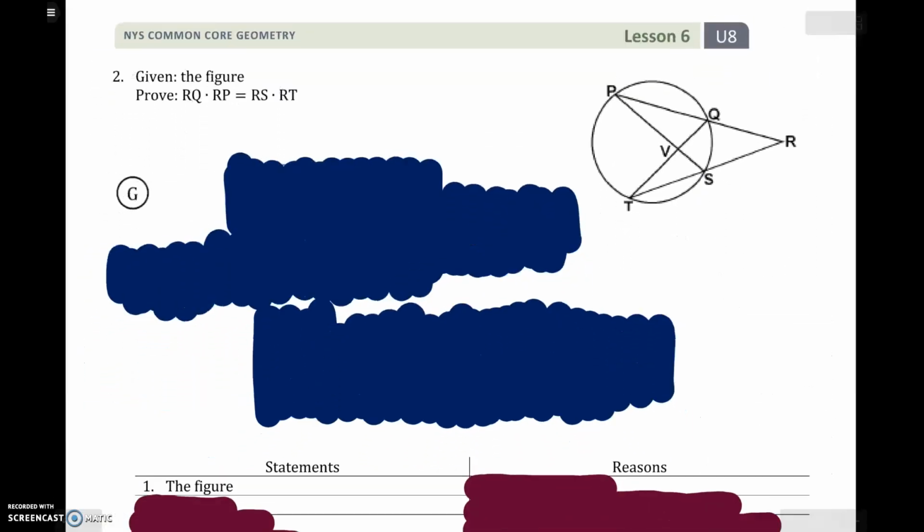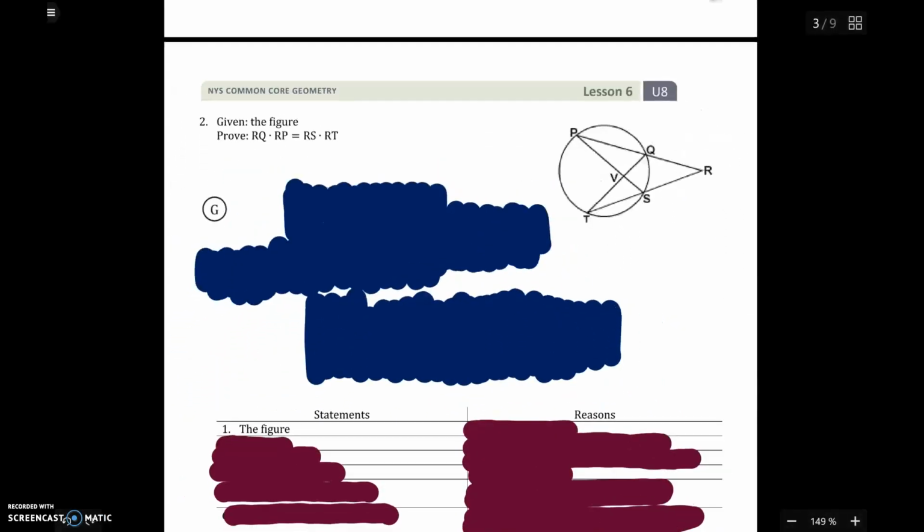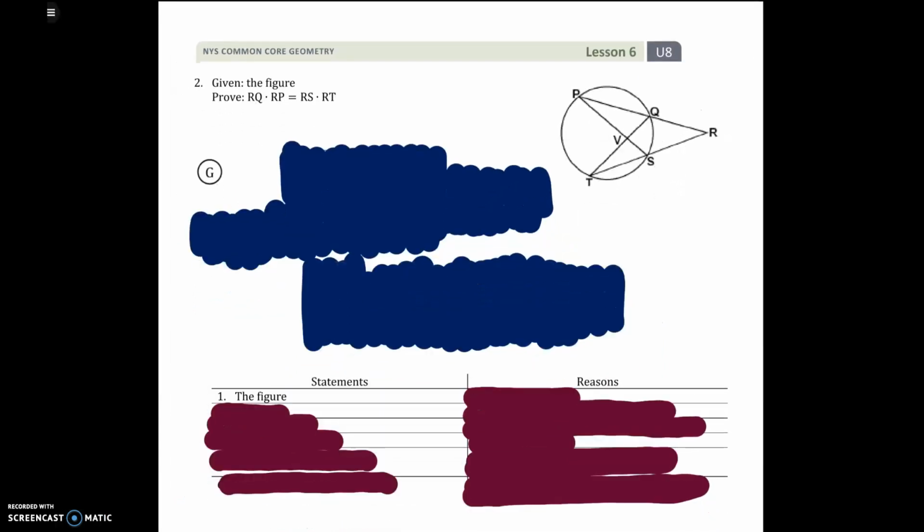Okay, for number 2, we have just given the figure again, so really not much of a given for us. And again, I'm noticing multiplication, so I know I need to do an angle-angle proof. Now, I have to figure out which triangles, because there are multiple triangles in this picture. So what I need to do is go, okay, RQ is a side of one of the triangles, and RP is a side of the other one.